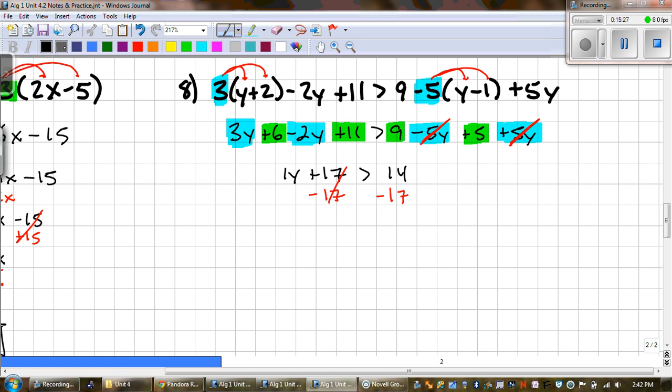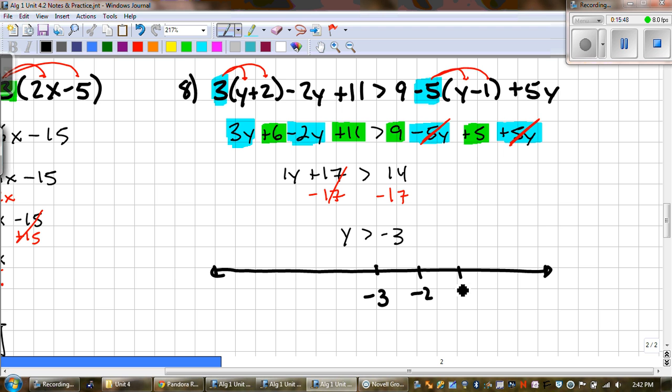Okay, so we only have one variable. It's already on the left-hand side. 1y is the same thing as y. 14 minus 7 is negative 3. So we went from having this really complicated problem to having it be something fairly easy. Okay, so there's my negative 3, negative 2, negative 1, negative 4, and negative 5. Okay, so at negative 3, are we open or closed? It's open, and we want greater, so we shade everything to the right.